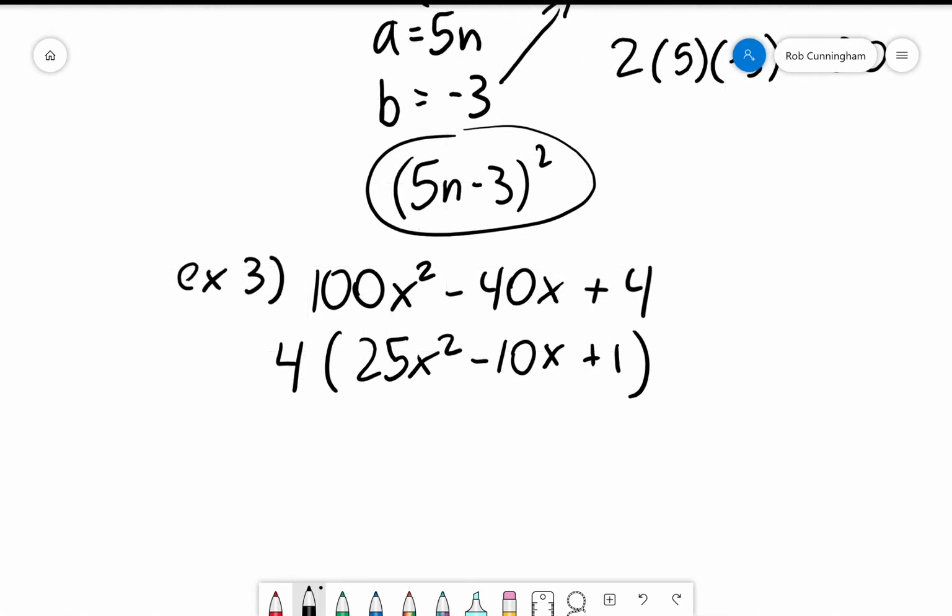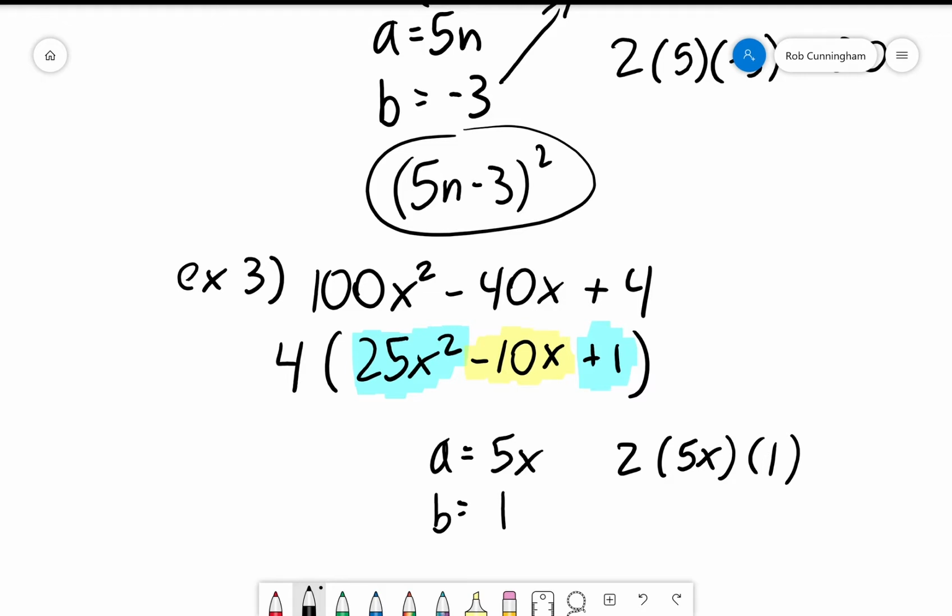Okay, once again, we could multiply a times c to get 25, try to figure out two numbers that multiply to make that and add to make negative 10. That would work just fine, but we could also recognize the perfect square nature of what we've got here. And if this is that perfect square, then a would be the square root of 25x squared, which is 5x, and b would be the square root of 1, which is 1. So the only question is, does the middle term match? Well, let's find out. 2 times 5x times 1.